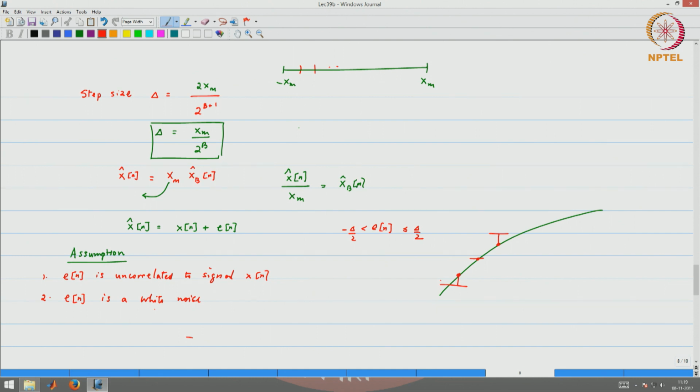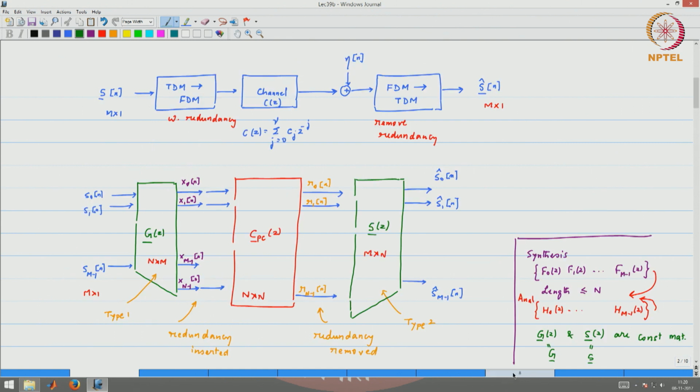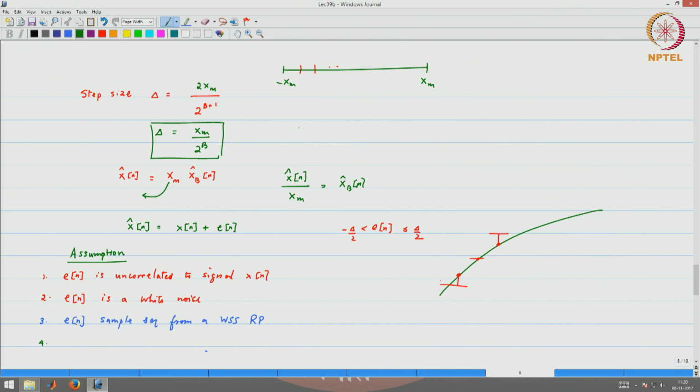Okay. And you can also think of this as a sample of a wide-sense stationary process. That means whatever things like mean, variance and other parameters are not dependent on time, they are constant. So, that is another aspect. So, E of n, we consider it as a sample sequence from a wide-sense stationary random process. And the last assumption, that the quantization error E of n is uniform, that the probability is uniform. The PDF of E of n is uniform. Okay. These are the assumptions.